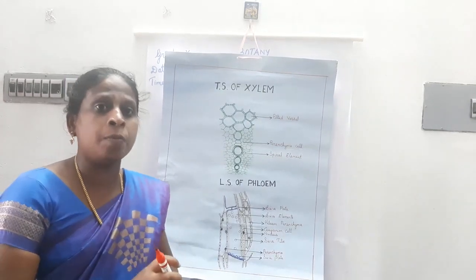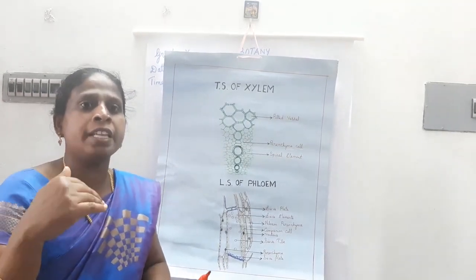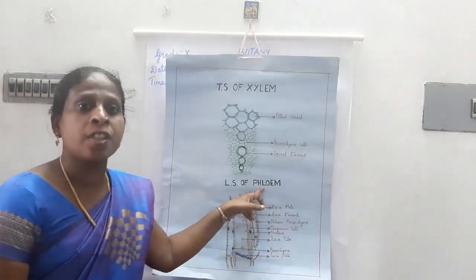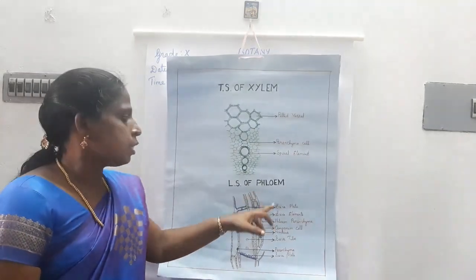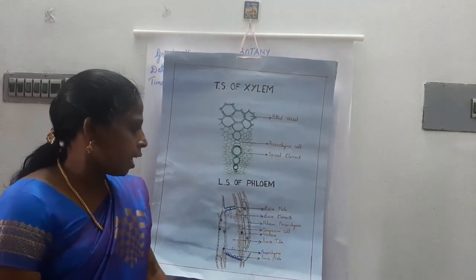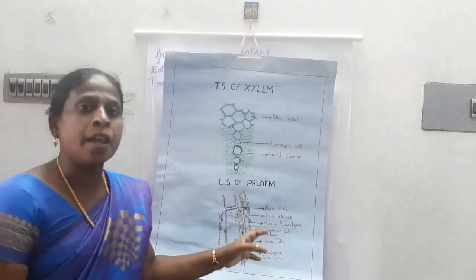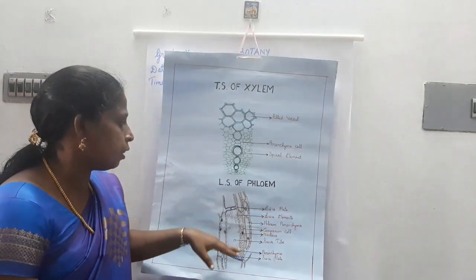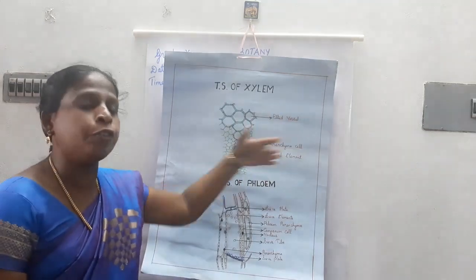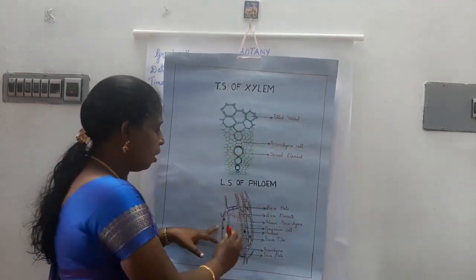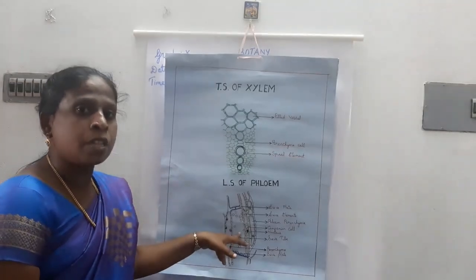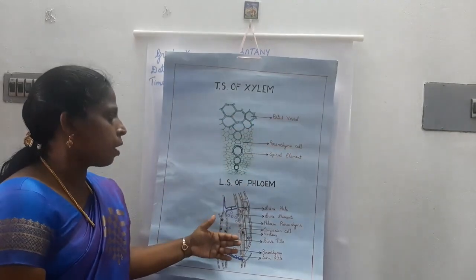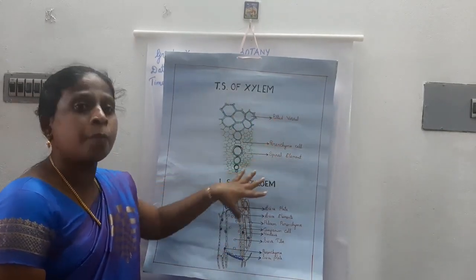See, in this xylem, tracheids and vessels are helpful for the conduction of water and minerals. The phloem also consists of four types of components. They are sieve elements, companion cell, phloem parenchyma and phloem fibers. See here the sieve elements are helpful for conducting the food materials from the leaf to other parts of the plant body. So these are plant tissues.